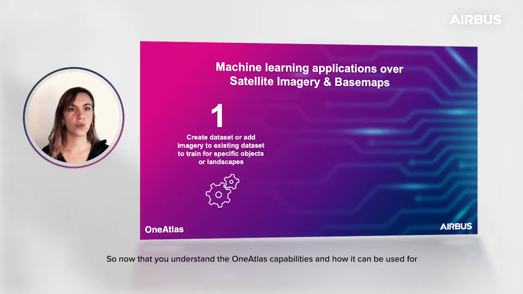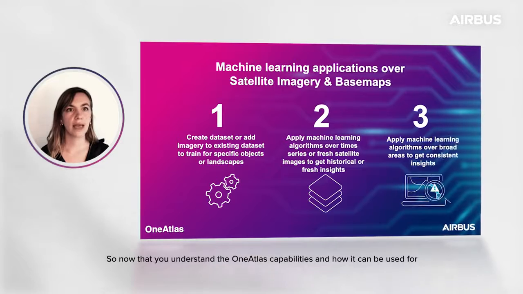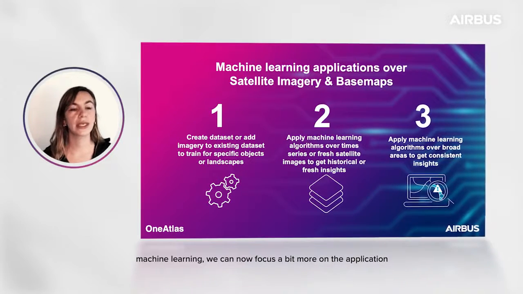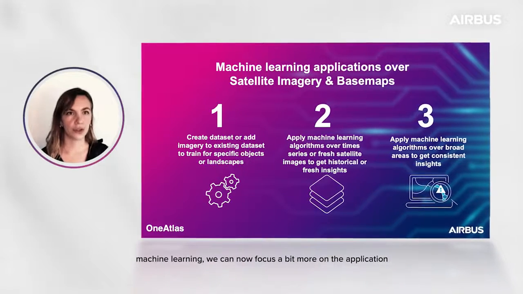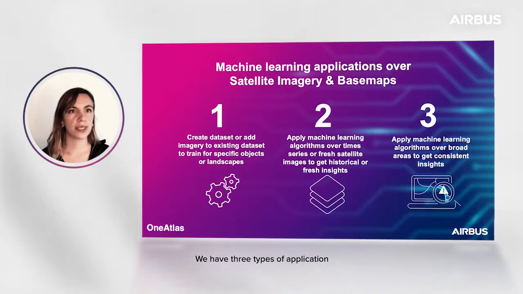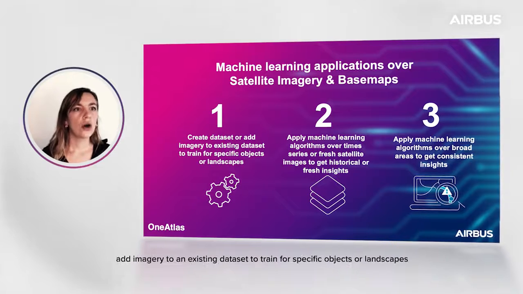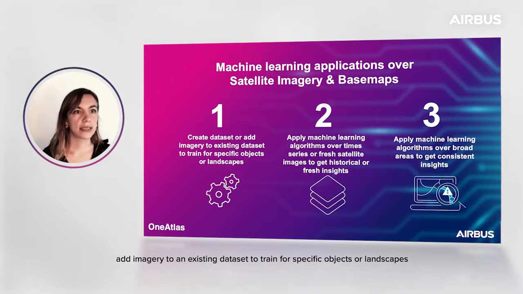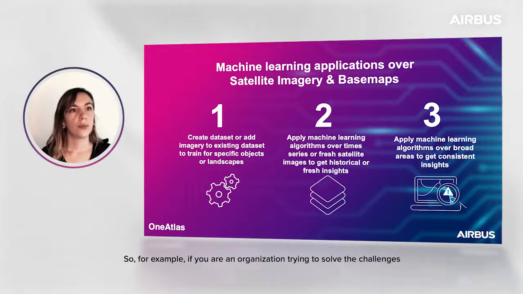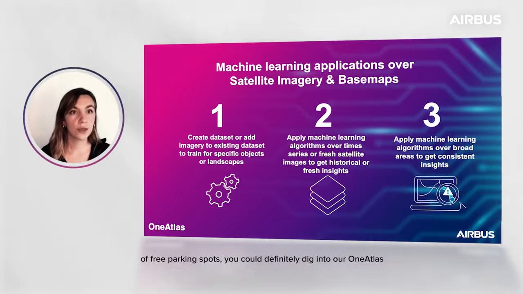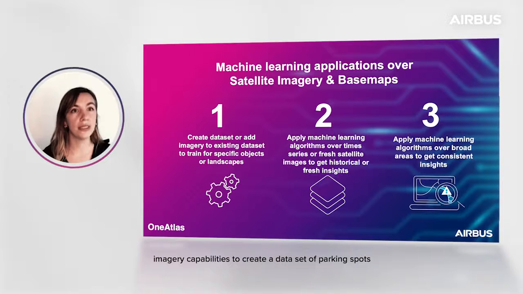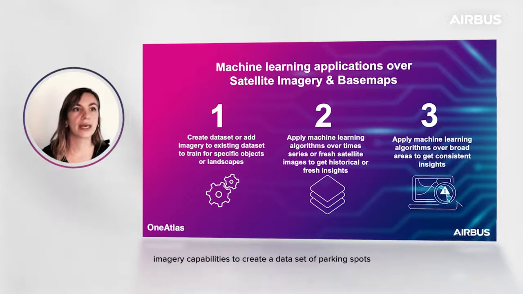So now that you understand well the OneAtlas capabilities and how it can be used for machine learning, we can now focus a bit more on the application. We have three types of application. The first one is to create a dataset, like we've seen, or add imagery to an existing dataset to train for specific objects or landscapes. So for example, if you were an organization trying to solve the challenges of free parking spots, you could definitely dig into our OneAtlas imagery capabilities to create a dataset of parking spots.